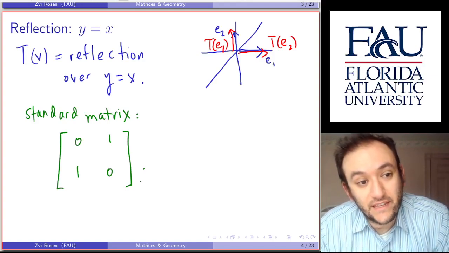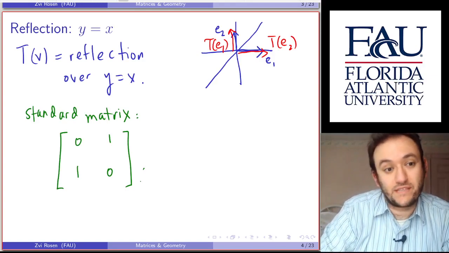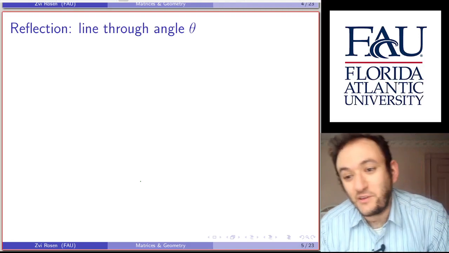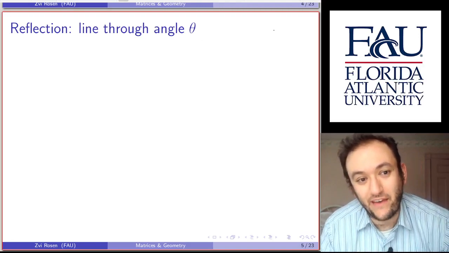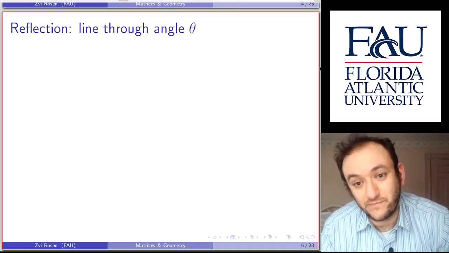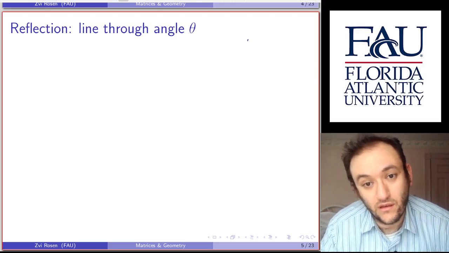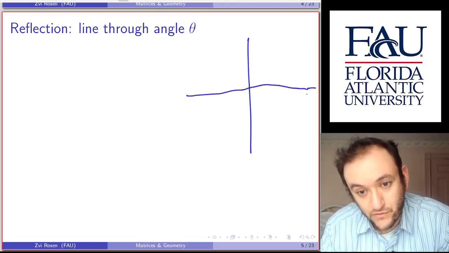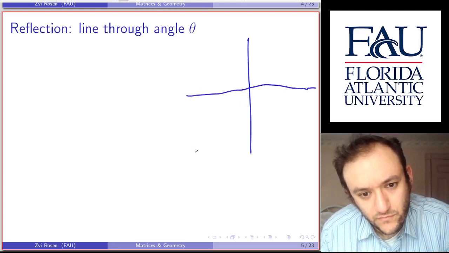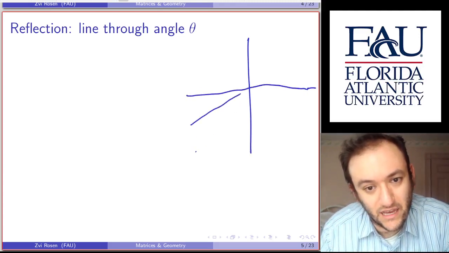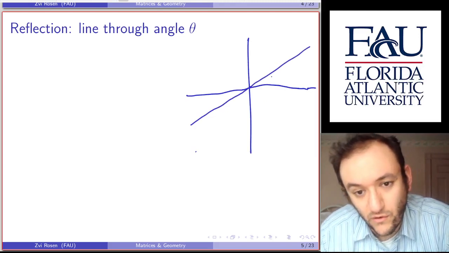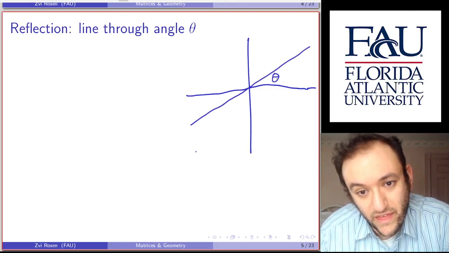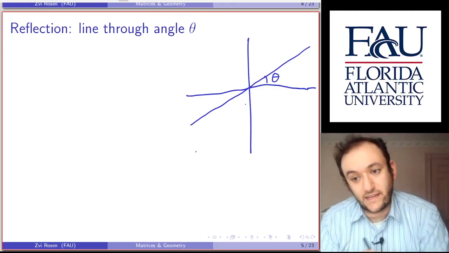So that is reflection over the line y equals x. And now let's get even more complicated. So now we have a line through angle theta. Okay, so here's our picture. Draw it a little bigger so we can use the geometry. So let's say we have a line passing through the origin with angle theta from the positive x-axis.